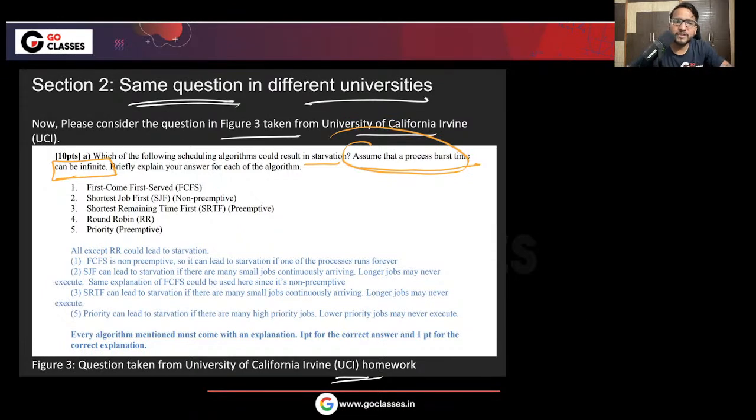Since they have explicitly mentioned it, you will say that, okay, this FCFS will suffer from starvation, because they are explicitly saying that burst time is infinite. Burst time can be infinite.